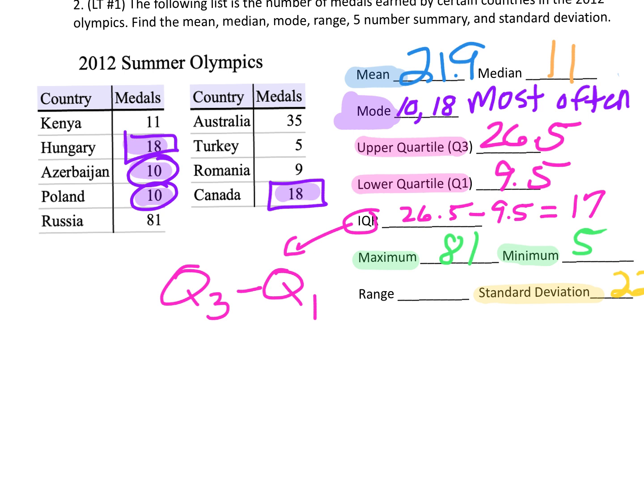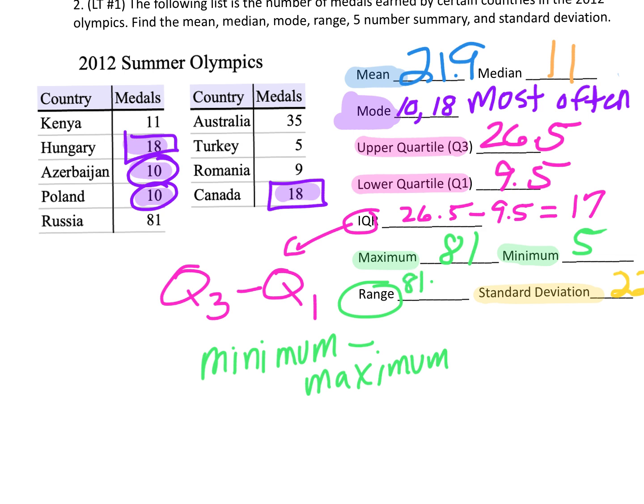And the range is your minimum minus your maximum. So we need to say 81 minus 5, which gives us 76.